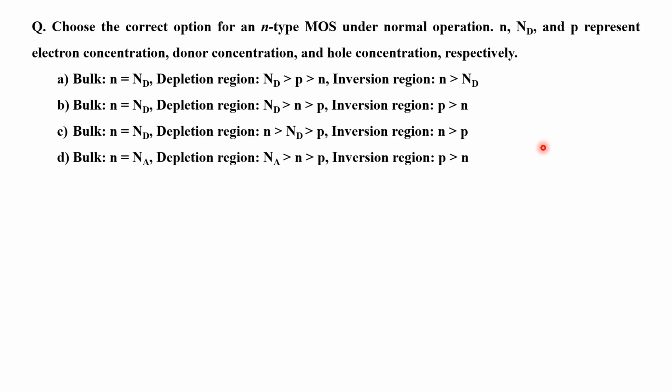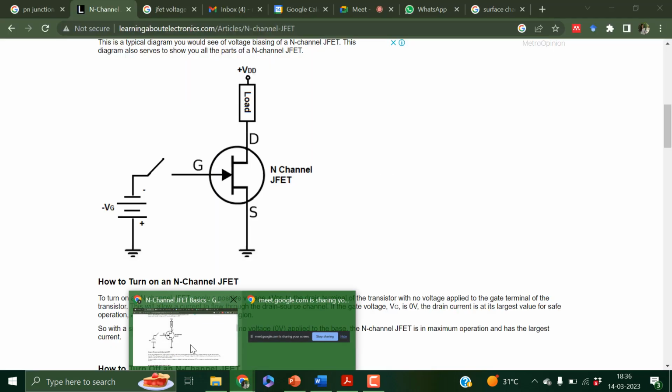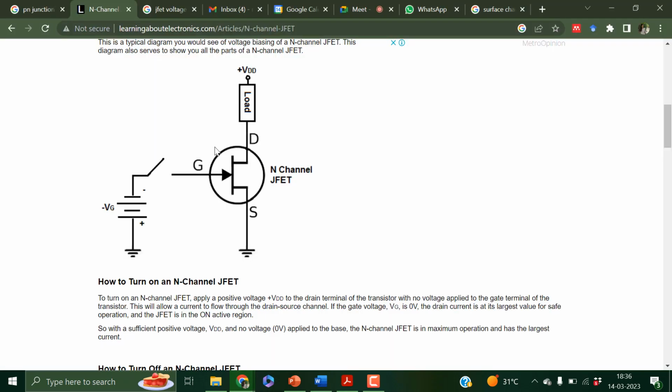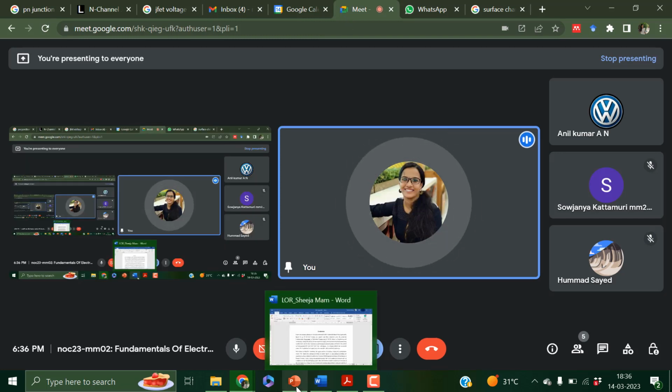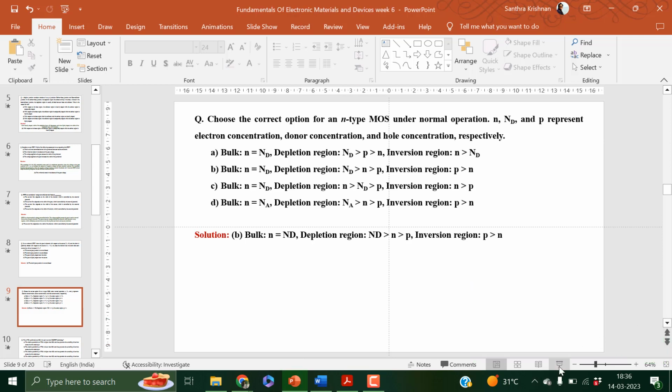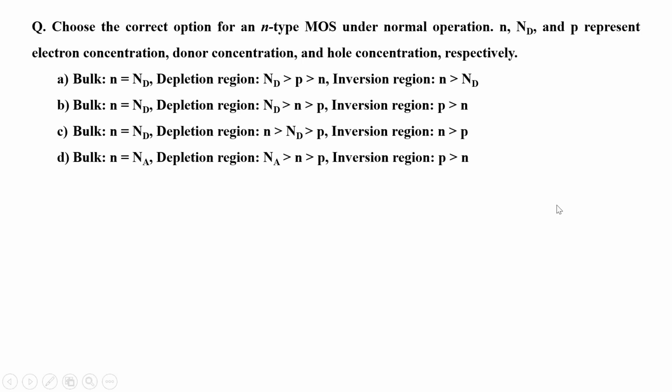I think the third person's name was Syed, right? Syed, can you tell me why you went for option B? Ma'am, because I've read that in the inversion region the hole concentration is greater than the electron concentration. Yeah, it flips, that's exactly the reason. First, if you know that n equals ND, we have three options, and then based on the inversion region, we can come to p greater than n.